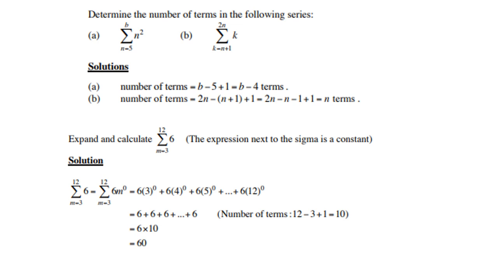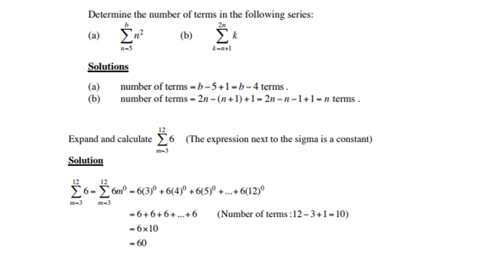Look at b, k equals n plus 1. So the bottom is n plus 1, the top is 2n. So therefore, top, which is 2n, minus bottom, be careful with the brackets, (n plus 1), plus 1. Remove the brackets, and the answer is therefore 2n minus n minus 1 plus 1, which is n terms.